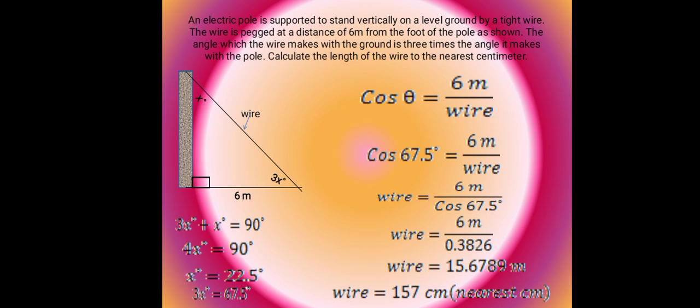An electric pole is supported to stand vertically on level ground by a straight wire. The wire is pegged at a distance of 6 meters from the foot of the pole as shown. The angle which the wire makes with the ground is 3 times the angle it makes with the pole. Calculate the length of the wire to the nearest centimeter. Now, if we sketch that diagram the way I've been told, you can see the pole, the wire, the angle it makes with the ground, and the length.